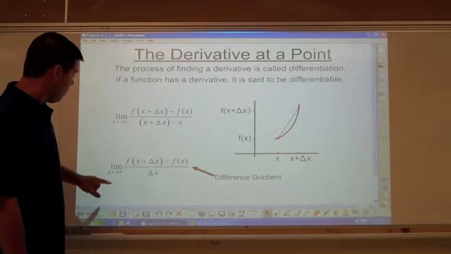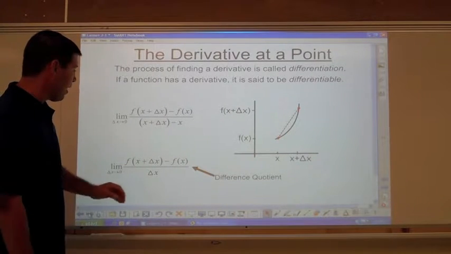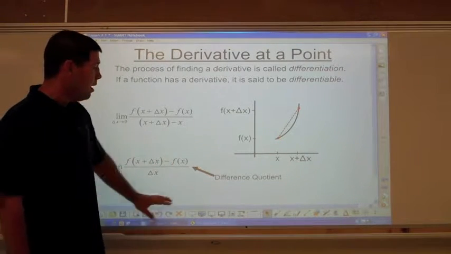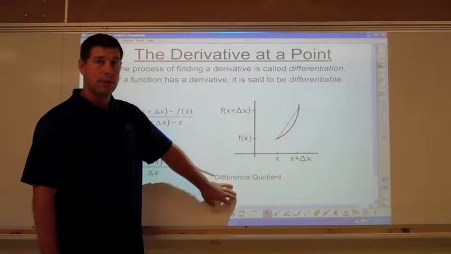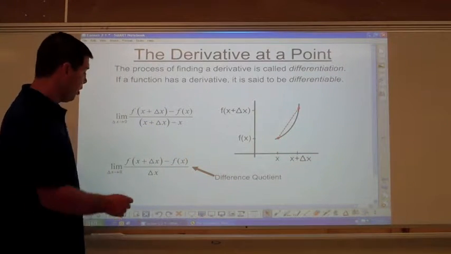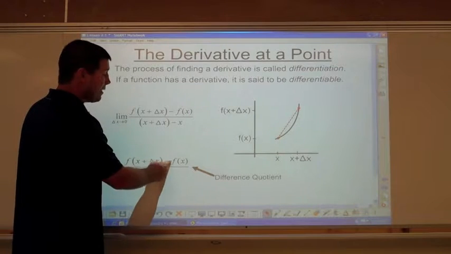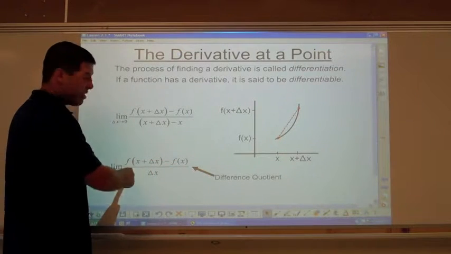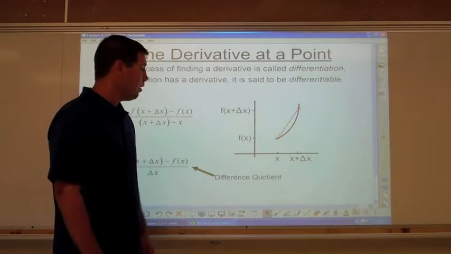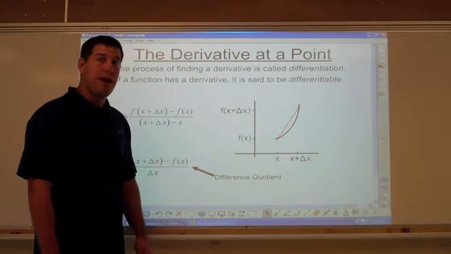This right here, f of x plus delta x minus f of x over delta x, the limit as delta x approaches 0, is called a difference quotient. And there are a couple different ways you would say this. Some books use an h. They use f of x plus h minus f of x over h, and take the limit as h approaches 0. Those are the two most common difference quotients to find the derivative.